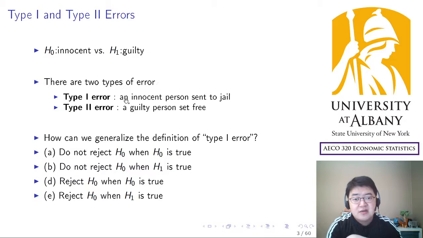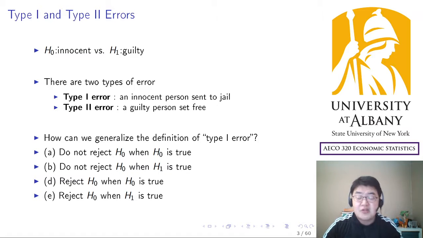One is an innocent person sent to jail, and the other is a guilty person set free. And each type of error is referred to as the type 1 error and type 2 error. I don't like the names. There is no reason for this to be 1 and for this to be 2, but it's not my fault.